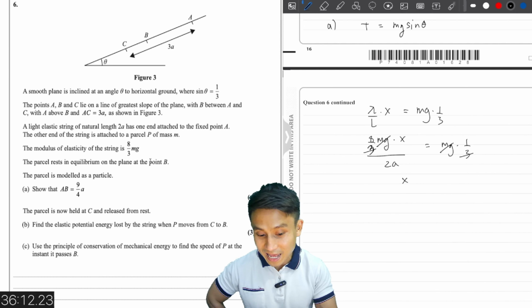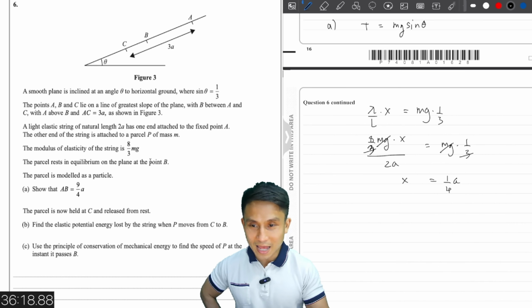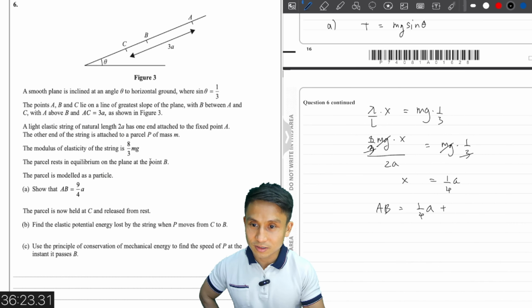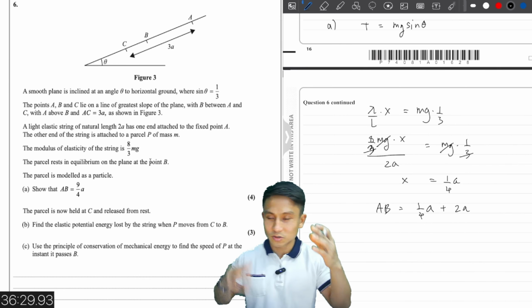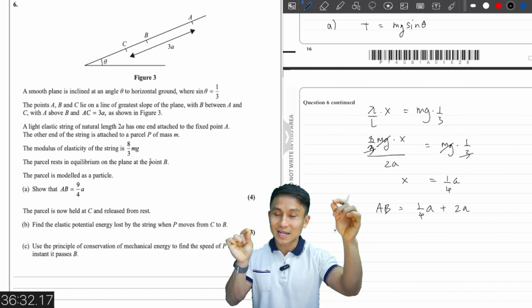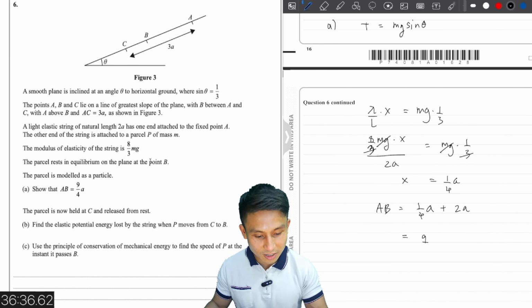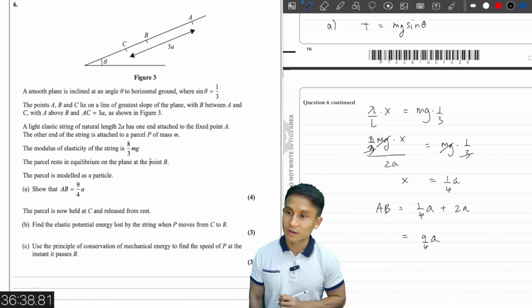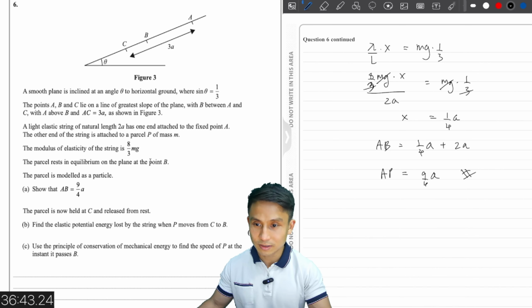Oh, because I haven't added it. Yeah, I just said that. So X is 1 over 4A, right? And then we have to add it in. AB equals 1 over 4A plus 2A, because that's the natural length. So AB would be the extended length, which is the extension plus the natural length. And this would be, of course, 9 over 4A. Indeed. Okay, so that's as required.